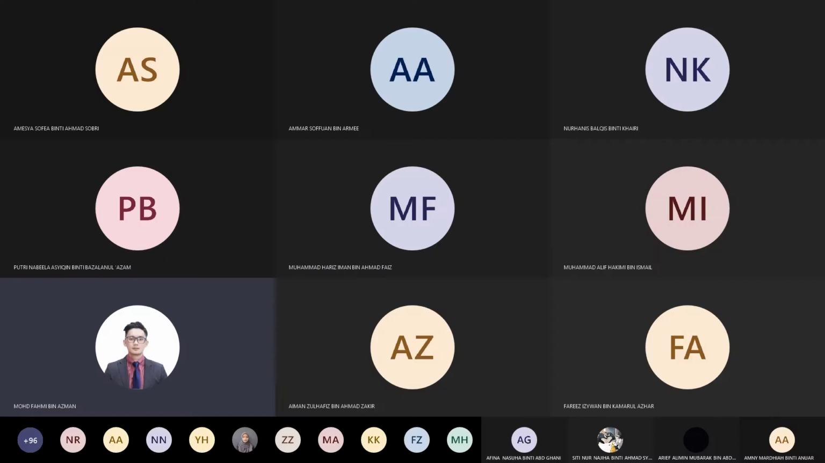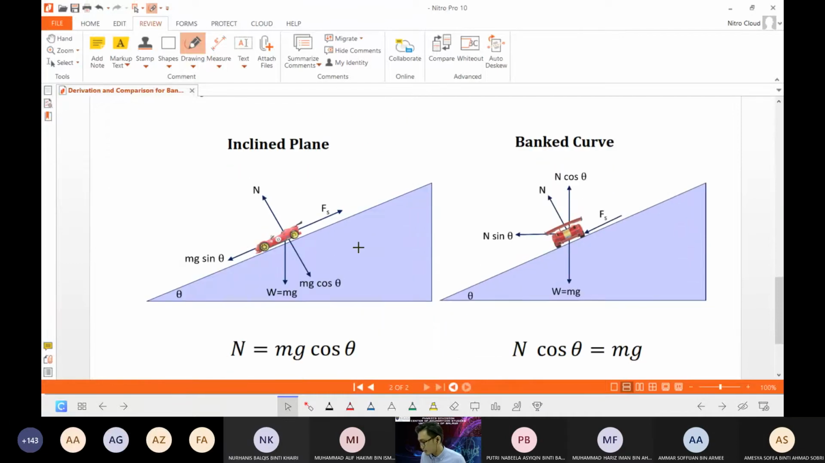And then saya ada juga sertakan the comparison between the inclined plane and also the bank curve. So kalau tengok daripada inclined plane yang saya cakap tadi, kalau inclined plane dia slide down, slide ke bawah dan slide kepada atas lah kan. Jadi frictional force yang always menghalang the motion. So kalau the car tu bergerak sliding down, jadi the frictional force tu melawan arah pergerakan.